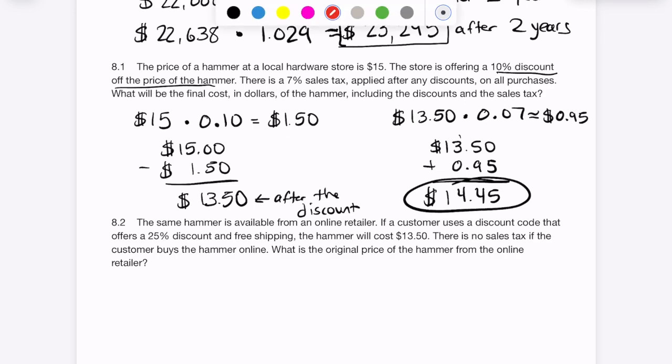And again, the other way we could have done this is we could have done 15 times 90%, and we would have directly gotten the $13.50. And then we could have done the $13.50 times 1.07, because we'd have a 7% increase, and you would directly get the $14.45. So either way is going to work.